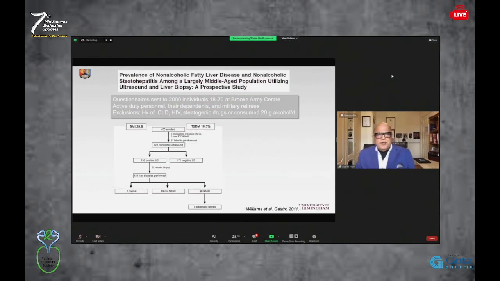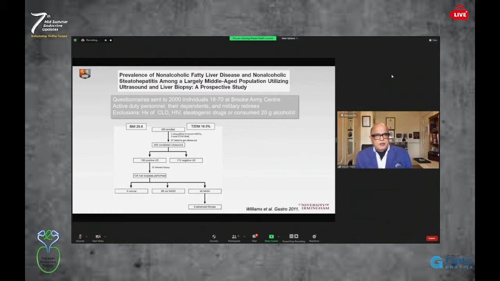Now, to really understand the scale of the problem, this is a very interesting study that was published from the United States. And this is a study that looks at the prevalence of non-alcoholic fatty liver disease and non-alcoholic steatohepatitis among a largely middle-aged population, utilizing both ultrasound and liver biopsy. And there are very few studies that have really done that. So this study was done in nearly 2,000 individuals aged between 18 to 70 at Brooke Army Center on active duty personnel and their dependents and military retirees.